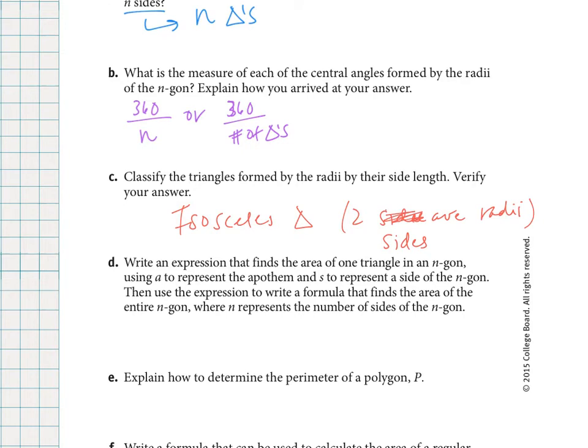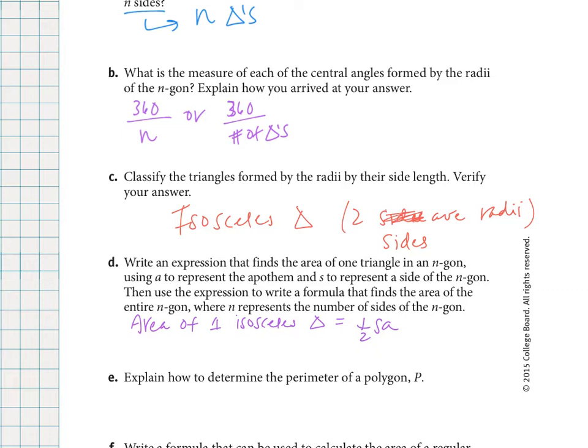Continuing on, part D says, write an expression that finds the area of one triangle in the n-gon. It wants us to use A to represent the apothem and S to represent the side of the n-gon. So we're looking at the area of one isosceles triangle. We know it's going to be 1/2 base times height. If we're using S and A, then it's going to be 1/2 S times A.